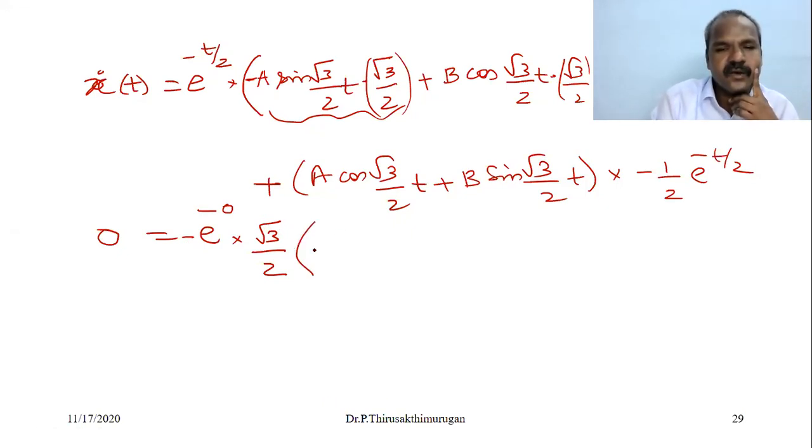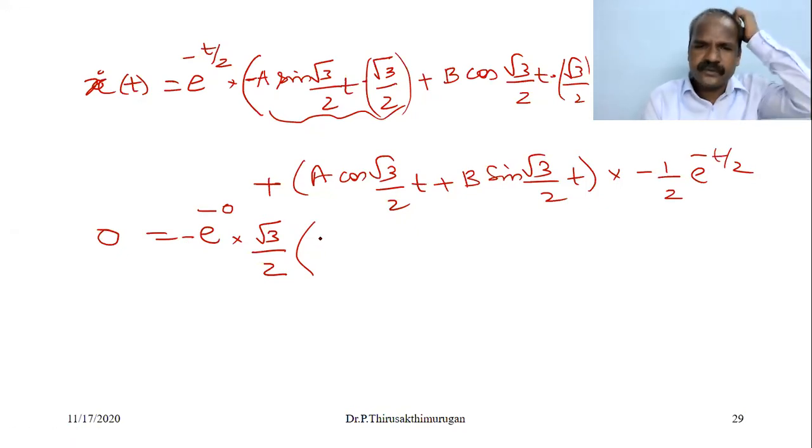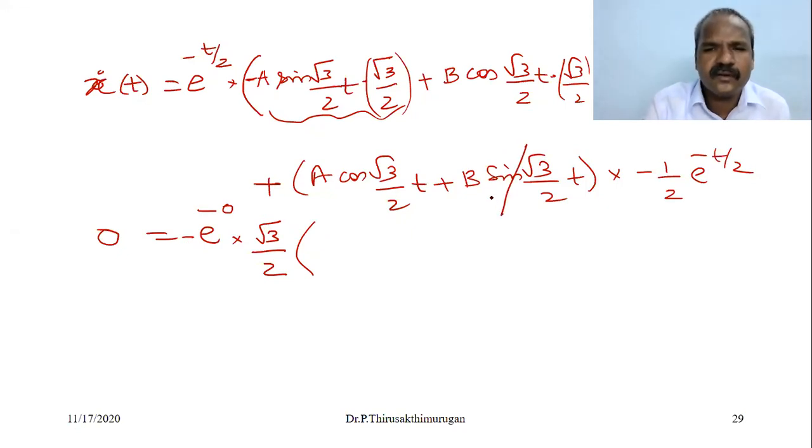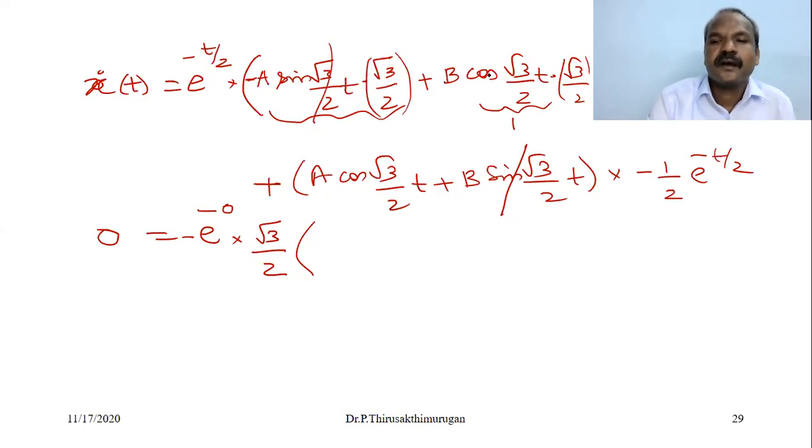Sir, there only B will come. Sin 0 becomes 0, cos 0 gives 1. Here also cos 0 is 1, so we'll be getting only B. Yes, sir. e power 0 is 1, B times √3/2.